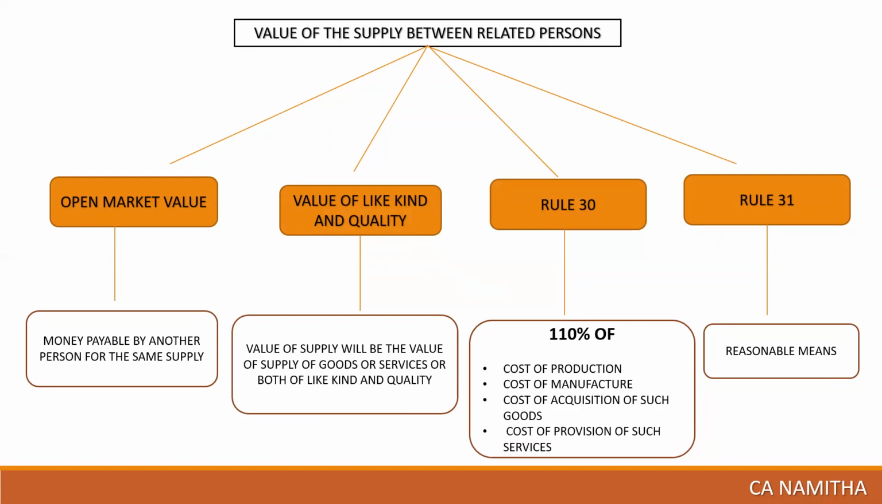And what is this Rule 30? According to Rule 30, value of supply will be 110% of cost of production or cost of manufacture or cost of acquisition of such goods or cost of provision of such services. And if any of these three are not available, then we will have to go for Rule 31. And Rule 31 says that value of such supply can be identified by any reasonable means.